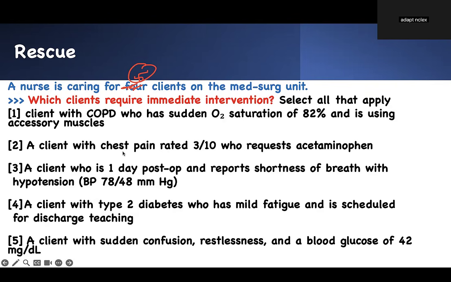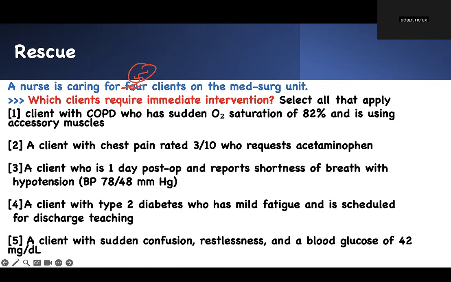Look at the 2. Chest pain. But the chest pain is what? 3 out of 10. Remember, just because he has chest pain doesn't mean you have to jump the gun. It said 3 out of 10, and he requests acetaminophen. Would you have to go see this patient? 3 out of 10. A client who is 1 day post-op and reports shortness of breath with hypotension. Look at his blood pressure. Shortness of breath, hypotension. That's bad.